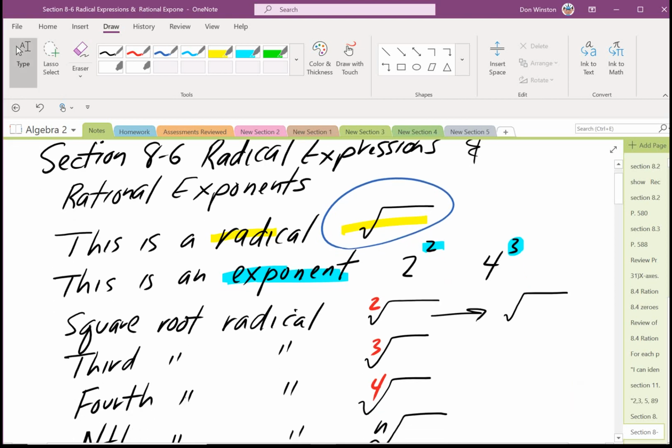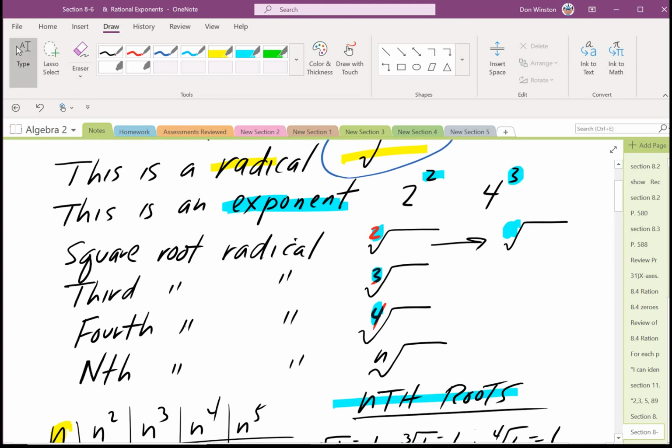Okay, as you're used to seeing the square root radical, we say that it has an index of 2, which I put in there. But we generally don't write the index 2 when we talk about square roots. It's assumed that if we don't have an index, we're talking about the square root. And then we have the third root radical, with index 3. And then the fourth root, index 4. So we have the square root, third root, fourth root, and then we have the nth root.